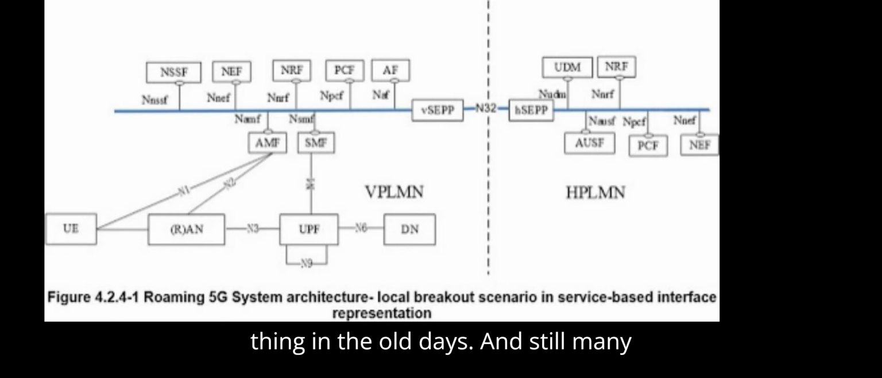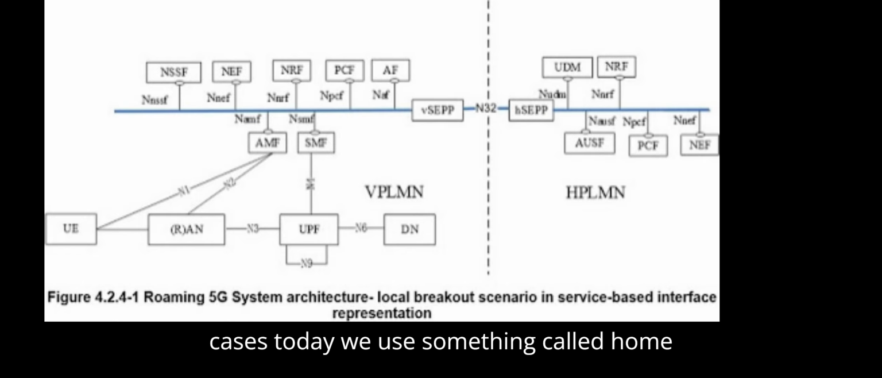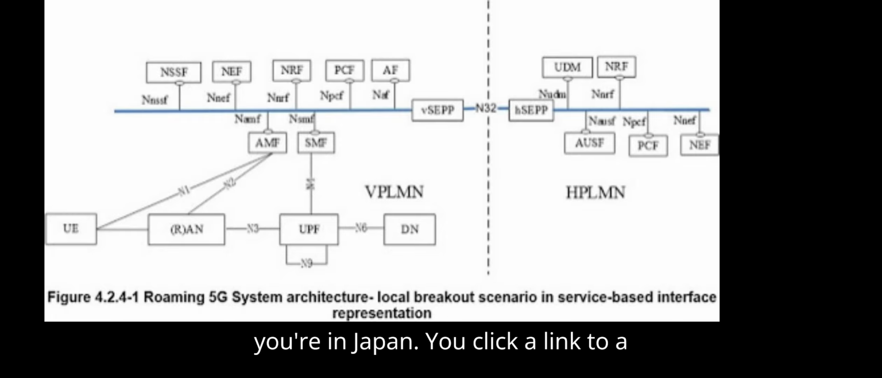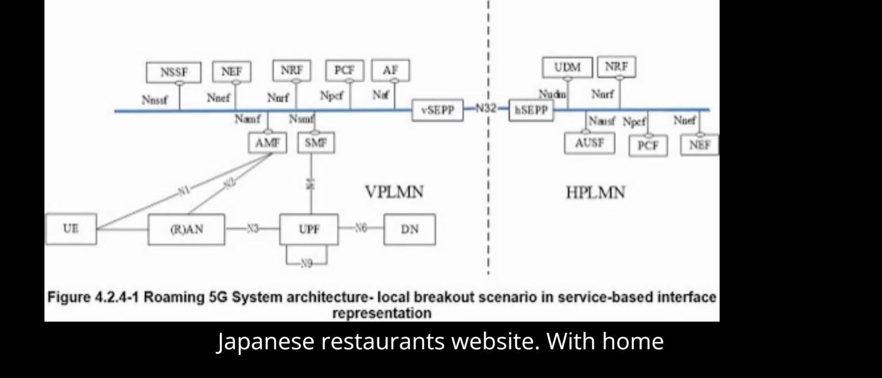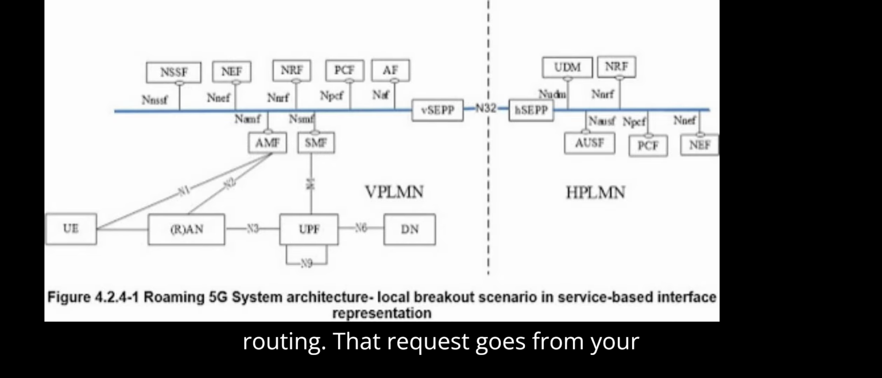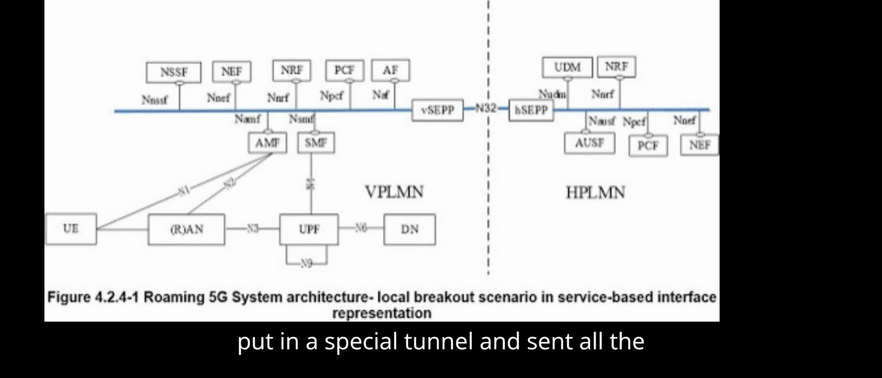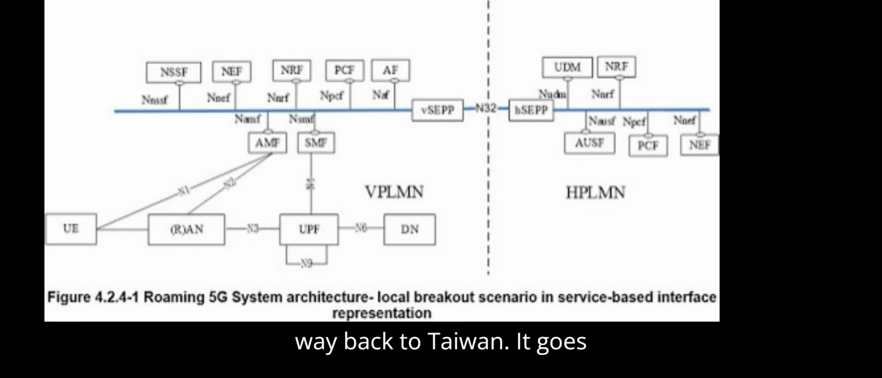In the old days, and still in many cases today, we use something called home routing. And how does that work? Imagine you're in Japan. You click a link to a Japanese restaurant's website. With home routing, that request goes from your phone to the Japanese tower. Then it gets put in a special tunnel and sent all the way back to Taiwan.